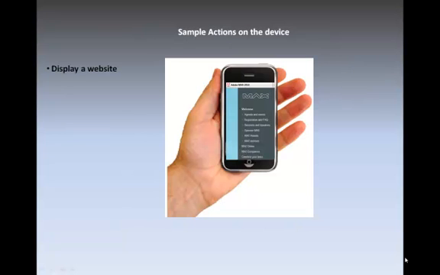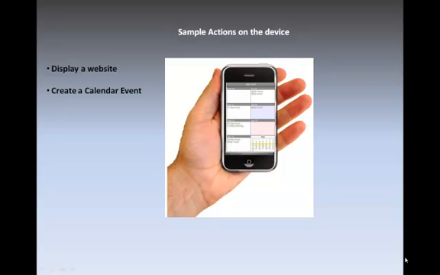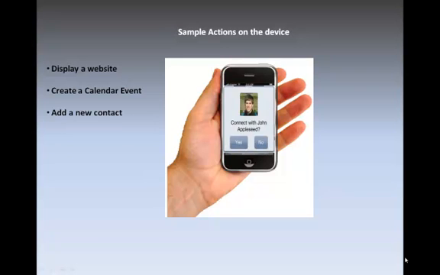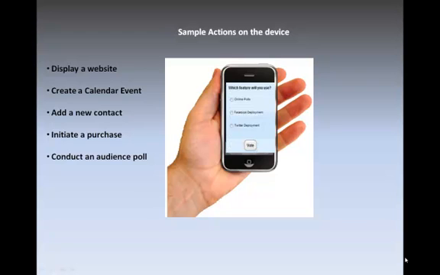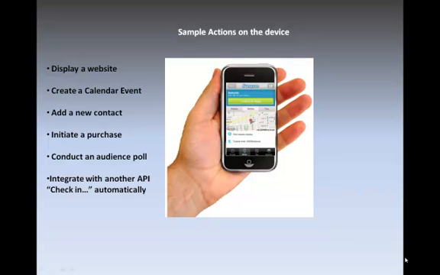Some of the sample actions that can be executed on the device are displaying a website. These are some of the more obvious options. Creating a calendar event, adding a new contact or several new contacts all at once, initiating a purchase with PayPal or some other service, conducting an audience poll in real time, integrating with another API like Foursquare's check-in API or functionality.